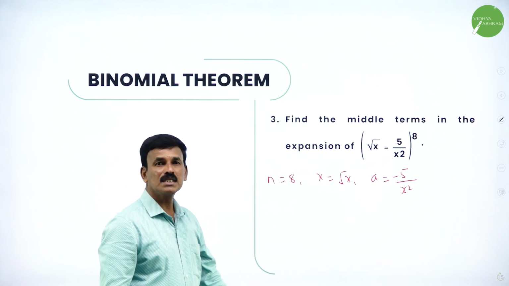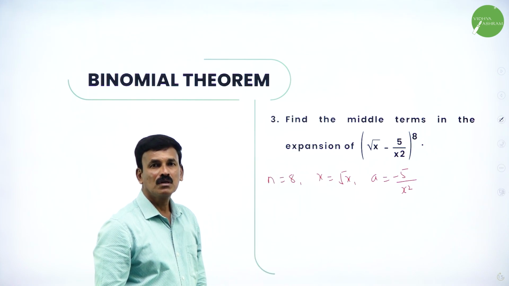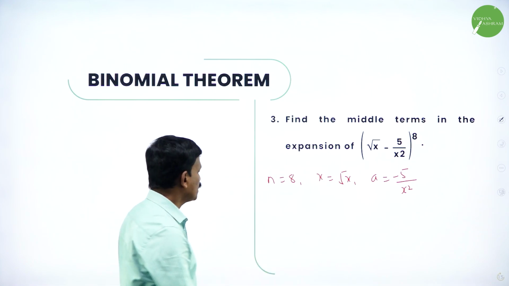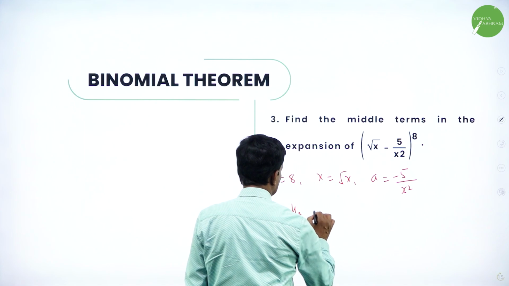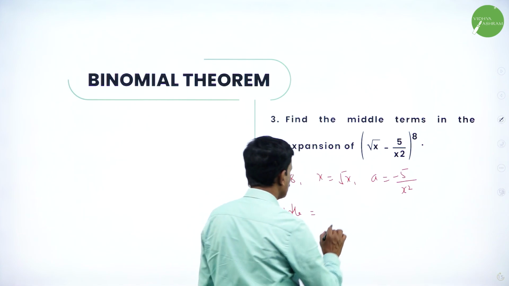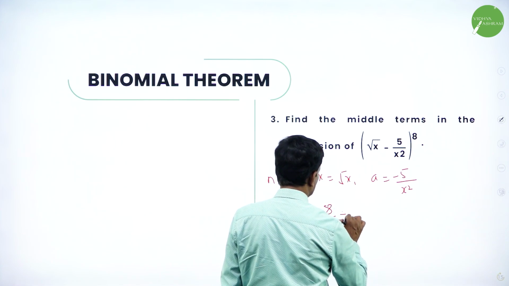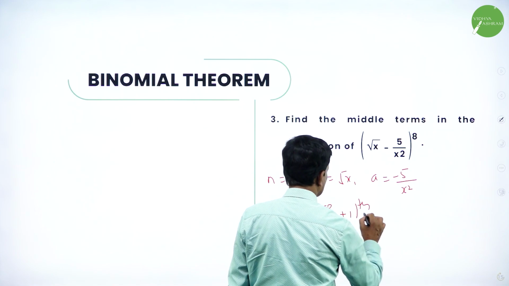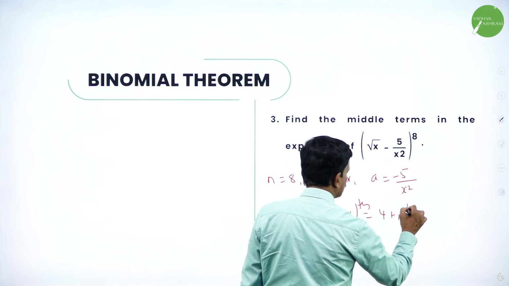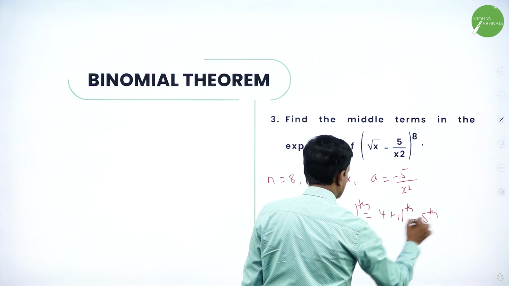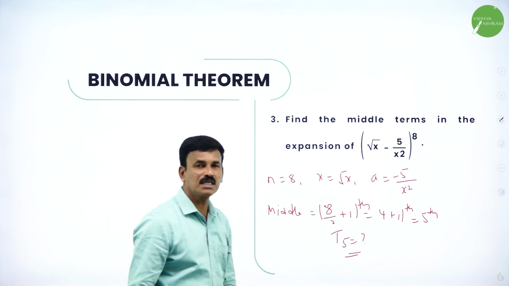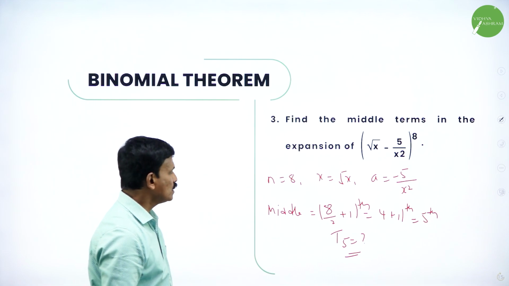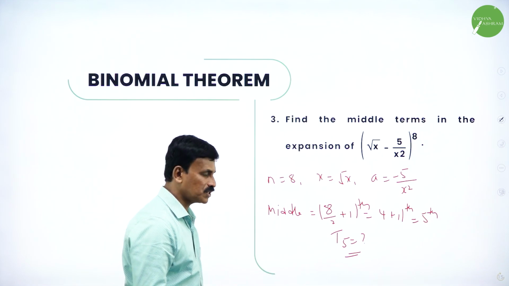Since here n is an even number, there is only one middle term, that is the 8 by 2 plus 1th term. That is nothing but 4 plus 1, the 5th term. So T5 is to be determined. The 5th term is the middle term. There is only one middle term in this expansion, right?